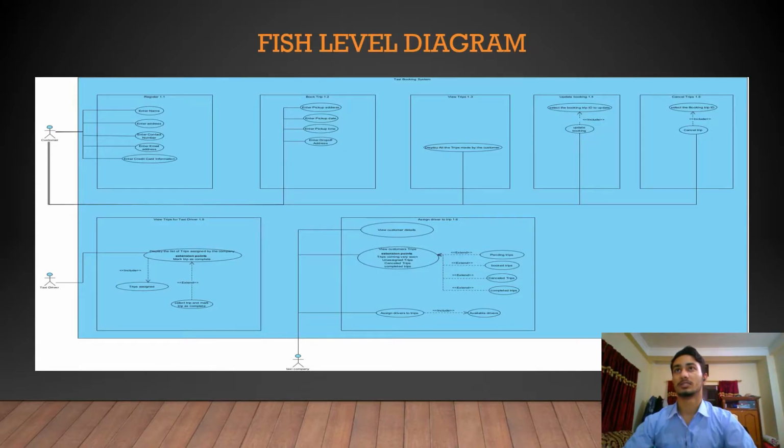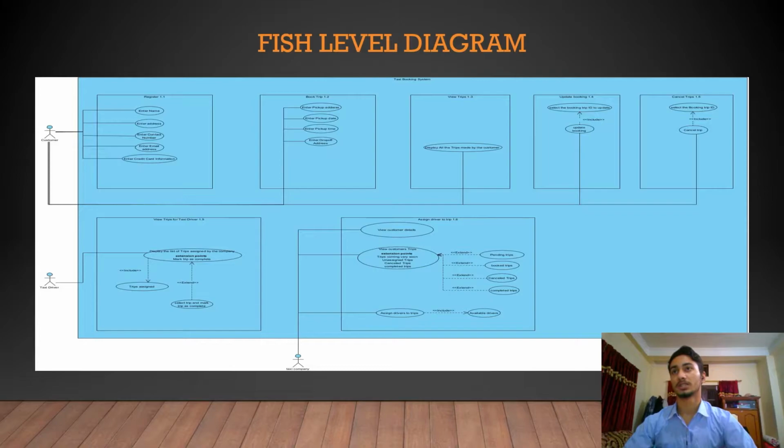A customer can register by providing the required information like name, address, and various other information. A customer can book a trip by entering the details required by the software like pickup date, pickup address, pickup time, etc. A customer can view the trips booked by them, and they can update any booking if they want, and they can also cancel the booking in case they want to cancel their trip.